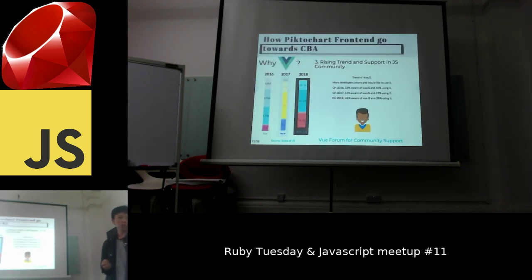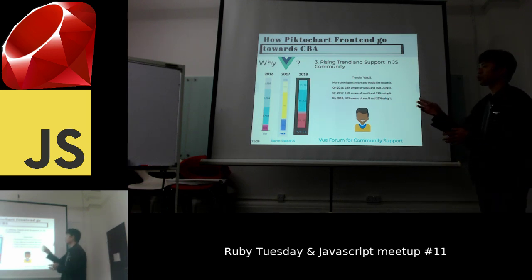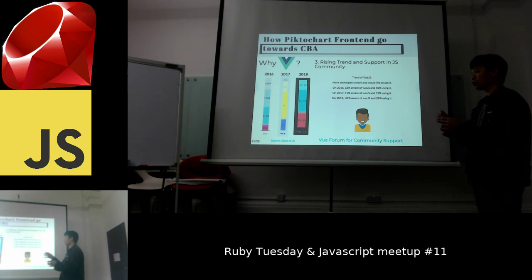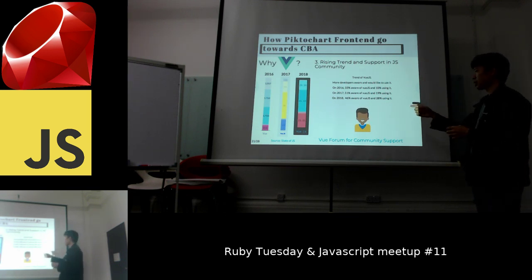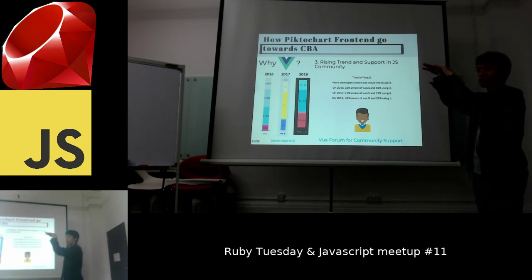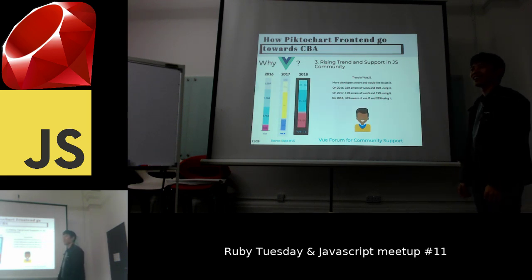It's also about the trends. When we moved, that time was 2017, and when we looked at the trends, Vue was a framework that was quite rising in hype in terms of popularity and adoption. Even though it was still small compared to React and Angular at that time, we also saw that Angular was stagnant.